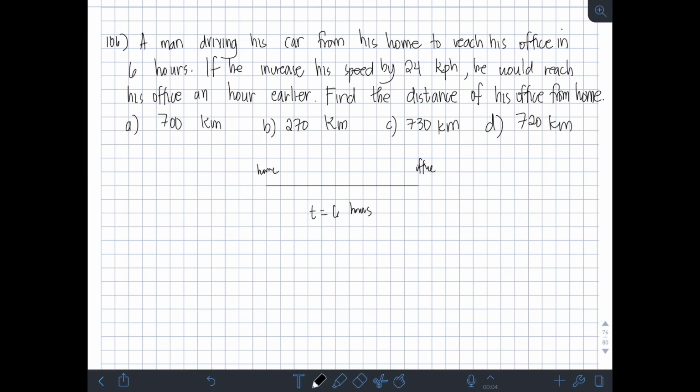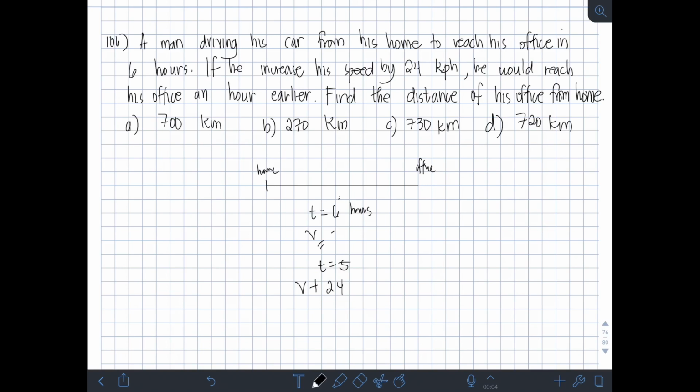And then, kapag binilisan niya raw yung speed niya by 24 kph, so let's say meron siyang speed dito na V. Kapag binilisan niya ng 24 kph, yung speed niya magiging V plus 24. Tapos, ma-reach niya raw yung office niya an hour earlier. So, kapag V yung kanyang initial speed, na-reach niya yung office in 6 hours. Pero dahil dinagdagan niya ng 24 kph, an hour earlier niya na lang ma-reach yung office. So, therefore, itong 6 gagawin kong 5, kasi an hour earlier.